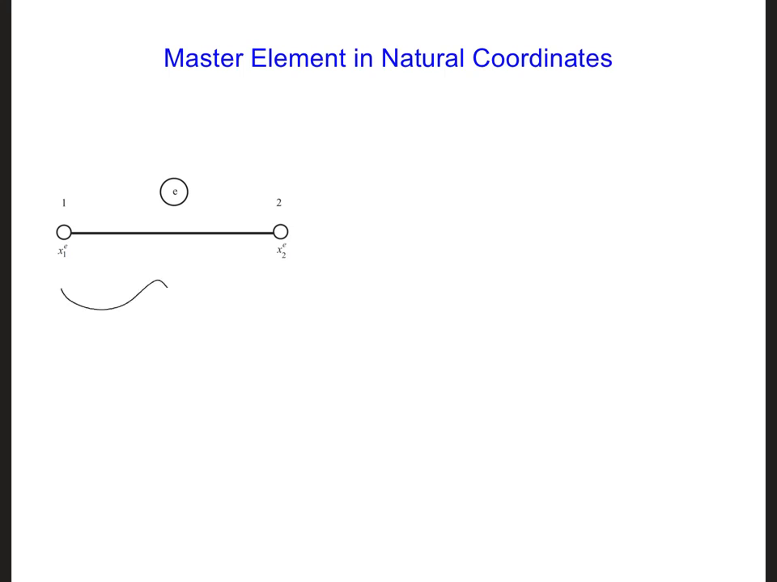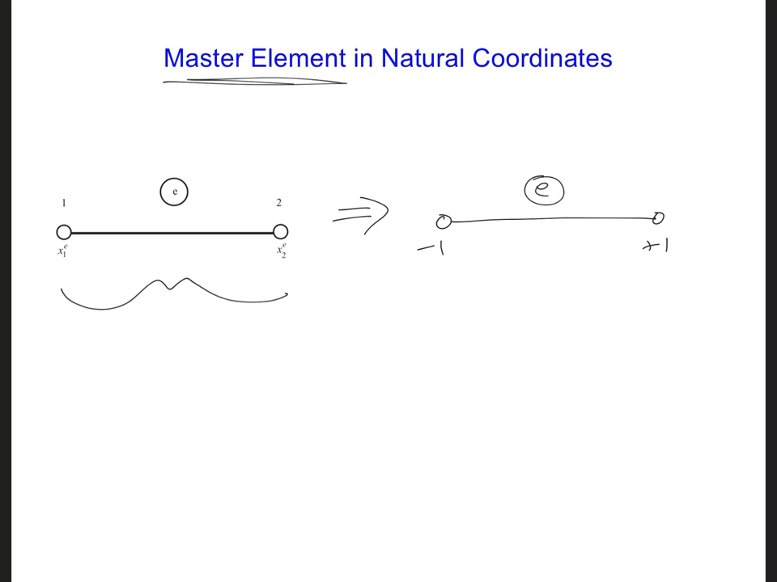Here is the generic element we've been considering in our grid so far that is somewhere along the x-axis. We can get away with evaluating the integral only once if we introduce what is called a master element. It is convenient to have the master element extend from -1 to +1. So we're going to transform this here to a master element.